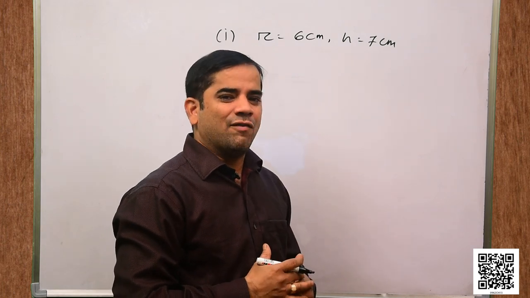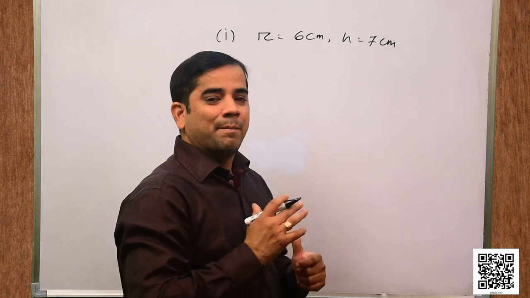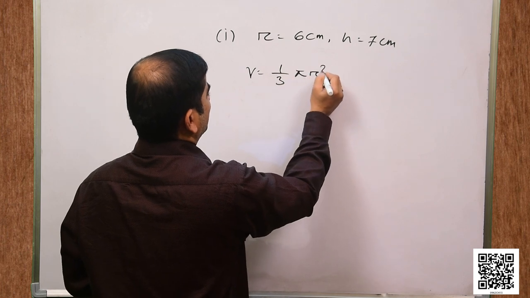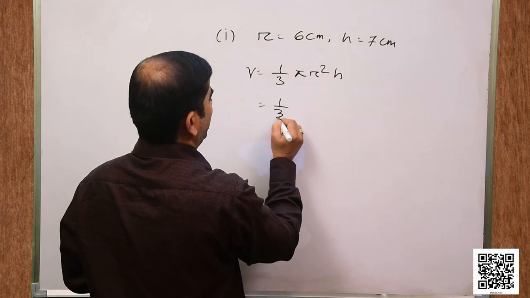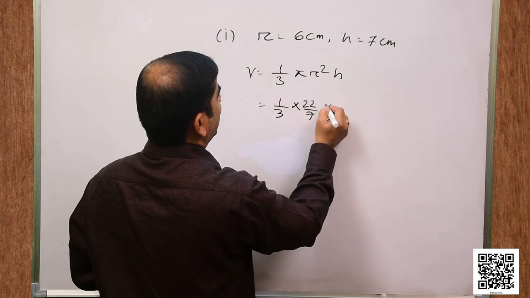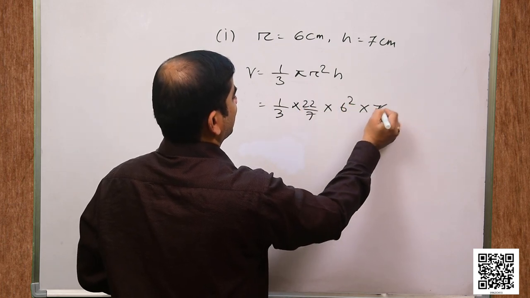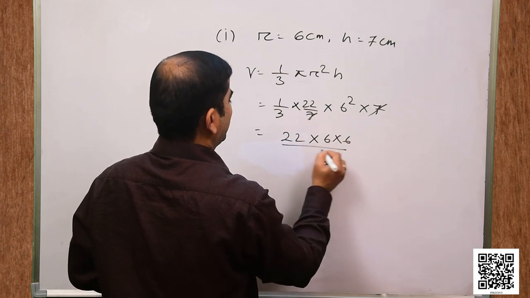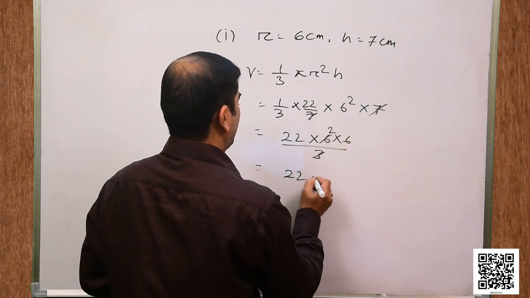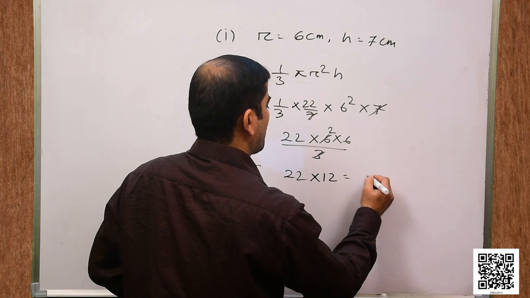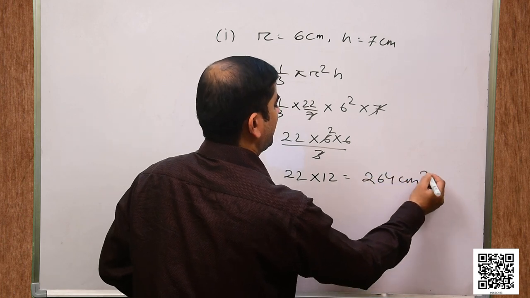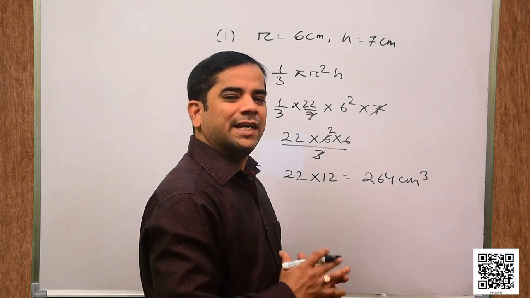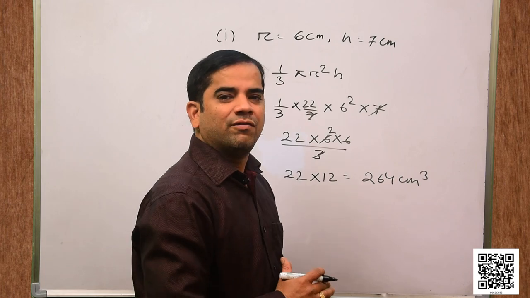So, what is the formula for that? 1 by 3 pi r square h. So, volume is equal to 1 by 3 pi r square h. 1 by 3 into 22 by 7 into 6 square into 7. So, 22 into 6 into 6 by 3. This is equal to 22 into 12. So, 264 centimeter cube. Fine. So, for part 1, the volume is 264 centimeter cube. Let us now solve for part 2.